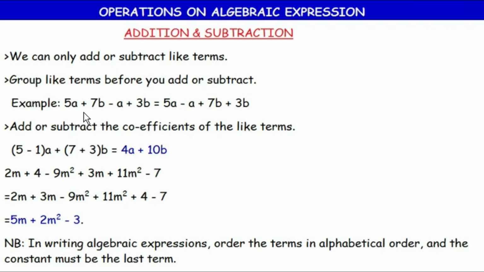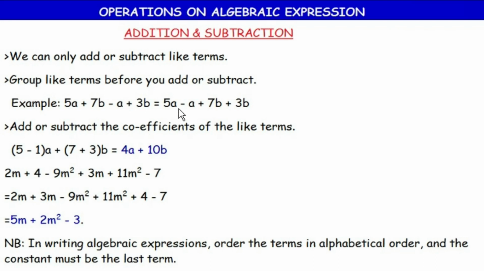So if we are to put 5a and a together, since they are like terms, in grouping them we are going to consider the operation sign in front of this a. That's why here it is 5a minus a, right? So take note of that. In grouping the like terms, the terms must go along with the operation that was in front of them initially, right? So 5a minus a plus 7b plus 3b.